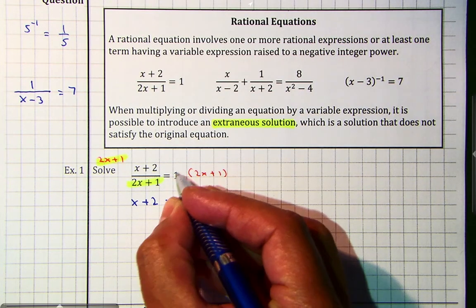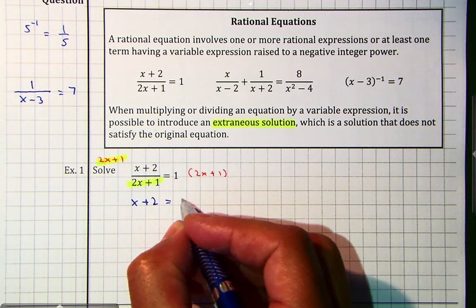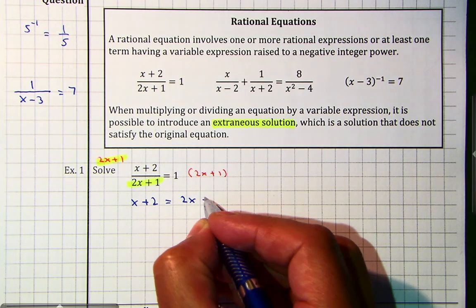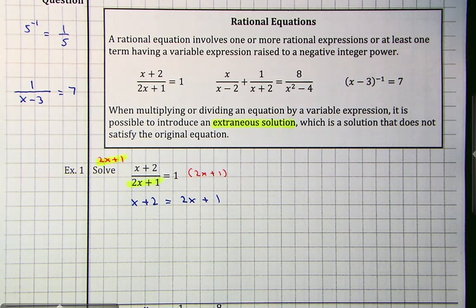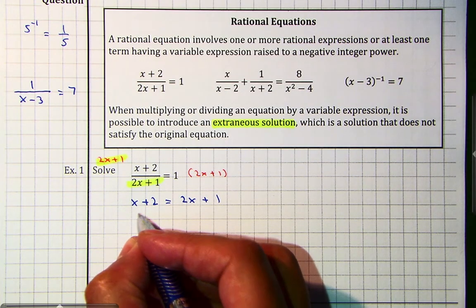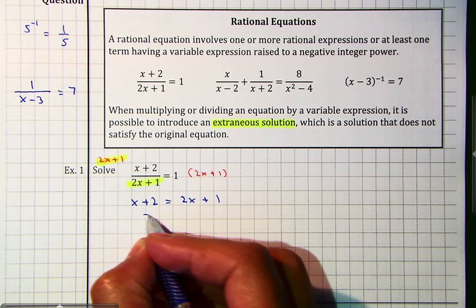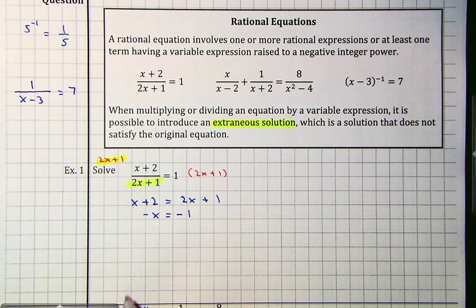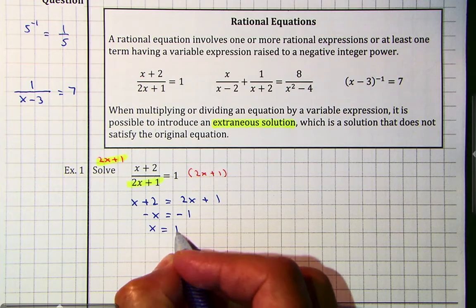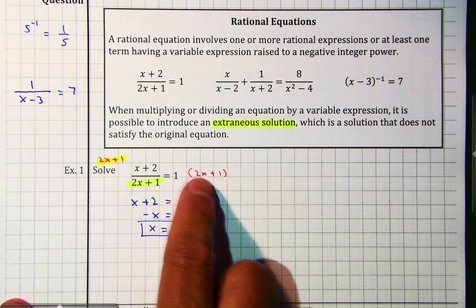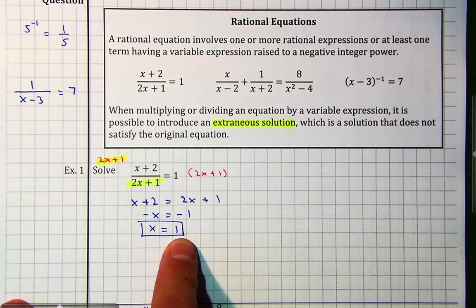On the right, I can use my distributive property. Nothing cancels, so 1 times 2x is 2x, and 1 times 1 is 1. And now we just have a simple equation to solve. Move my x's to the left, my numbers to the right. So negative 2x plus x is negative x, and minus 2, so it'll be a negative 1. So therefore x equals 1. But we have to be careful because we multiplied by an x expression on both sides. So this might be an extraneous solution.